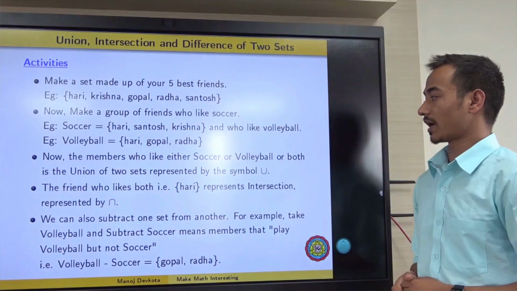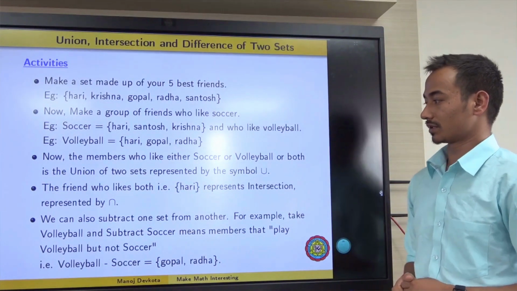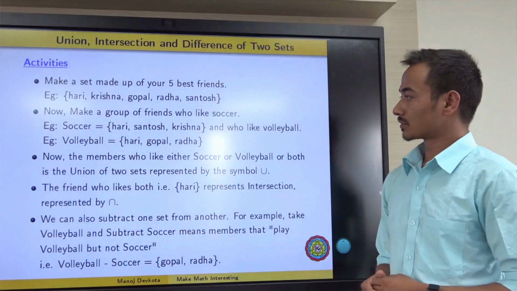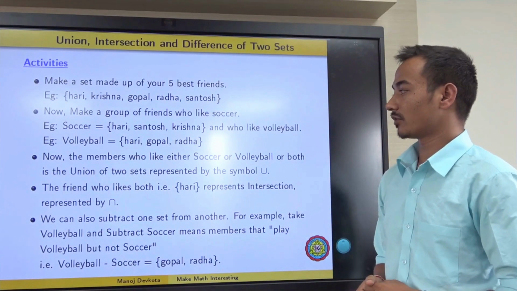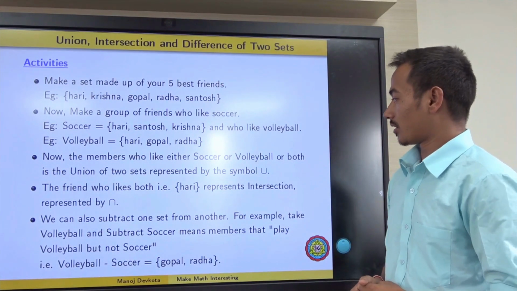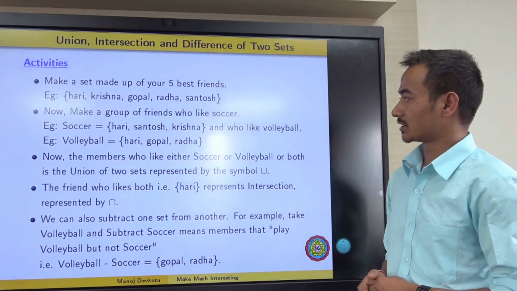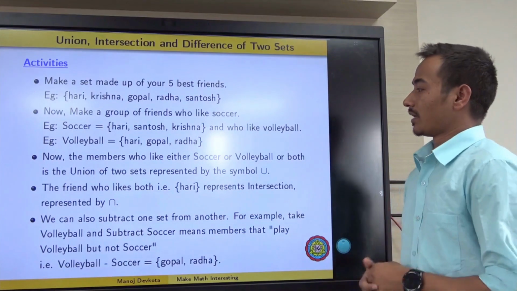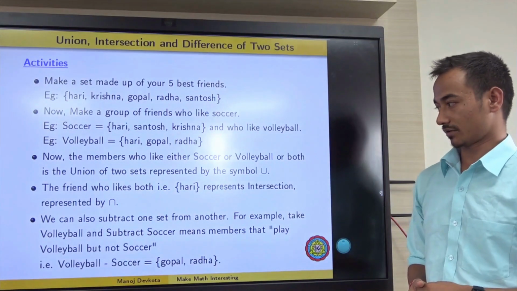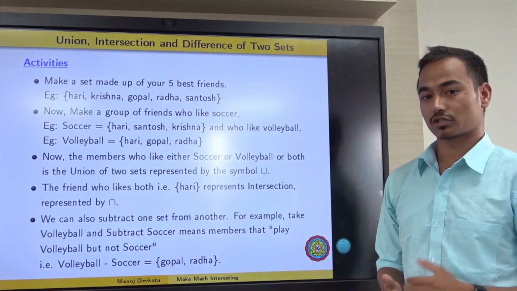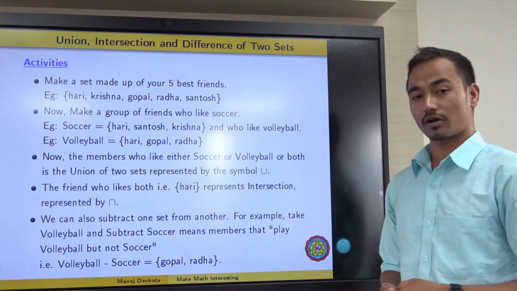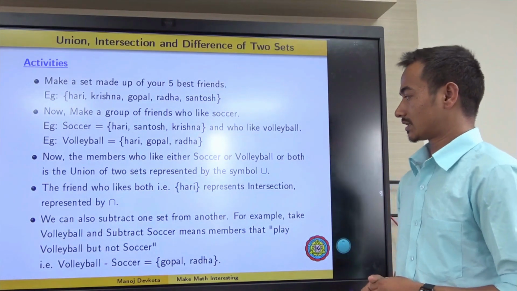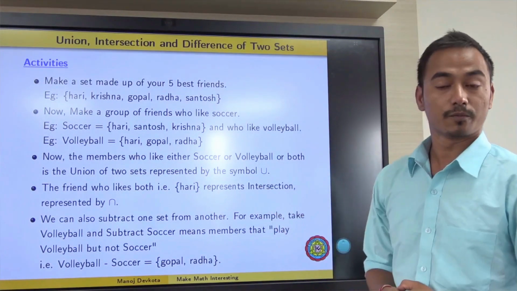Now the members who like either soccer or volleyball or both form the union of the two sets, which is represented by the symbol U. So the union of volleyball and soccer is Hari, Santosh, Krishna, Gopal, and Radha, all of the people from the two sets. Now let's move on to the intersection: the friends who like both soccer and volleyball. That is Hari, right? The intersection is represented by an inverted U.